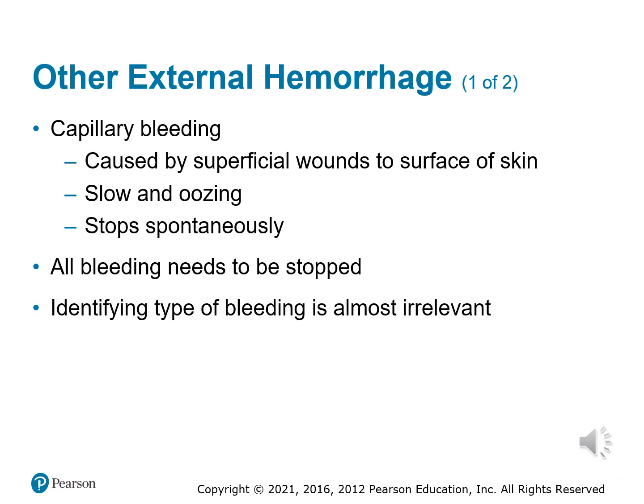Other external hemorrhages can be capillary bleeding, which is caused by superficial wounds to the surface of the skin. It's typically slow and oozing, and it just stops spontaneously. But remember, all bleeding does need to be stopped, and identifying the type of bleeding is almost irrelevant. If it's a capillary bleed or an arterial, you still have to stop it. However, it's what level of care you're going to have to give them that is going to show you what you need to do. So capillary, Band-Aid; arterial, pressure, quick clot, tourniquets.